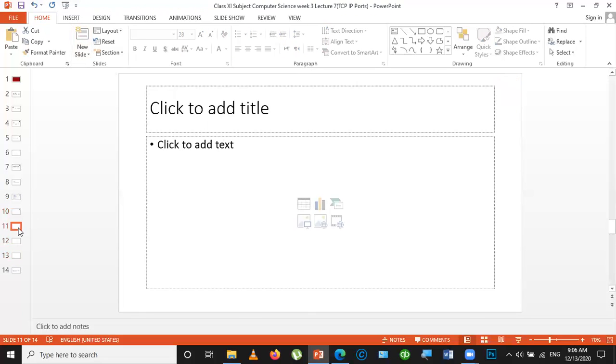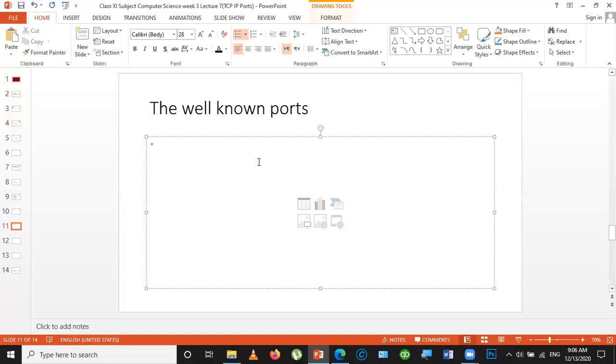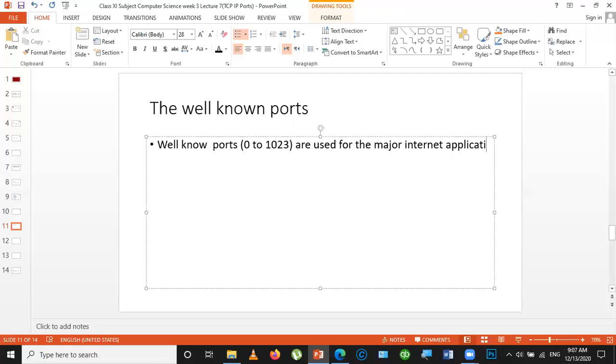So the first one is the well-known ports. These well-known ports are from 0 up to 1023. These port numbers are called well-known ports, and they are used for the major internet applications.